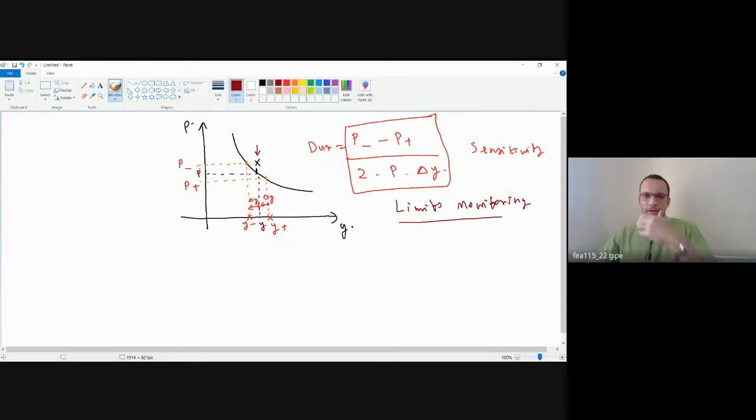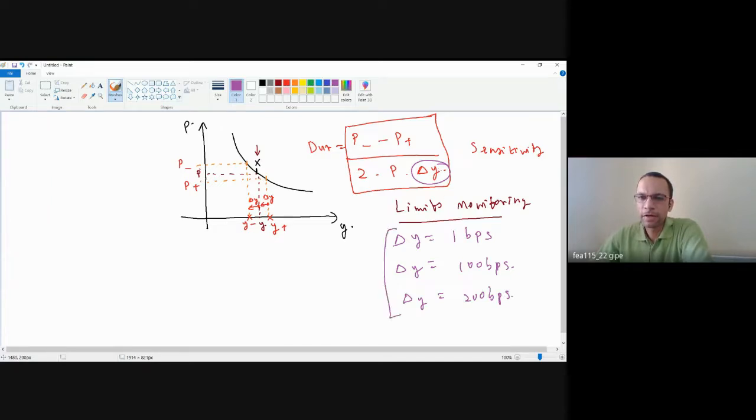Now, let's say I want to figure out this delta y. So let's say I want to configure a certain model and I want to figure out what should be the value for delta y. So let's say I have three choices in mind. Let's say I want delta y to be 1 basis point, or 100 basis points, or maybe 200 basis points. So out of these choices, which value of delta y should I pick and use in my calculation?